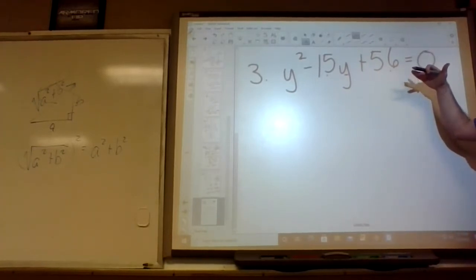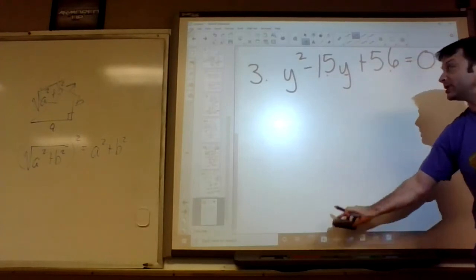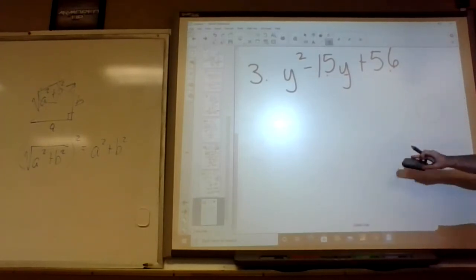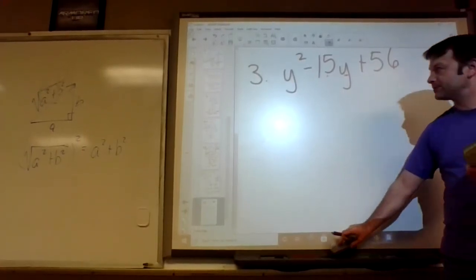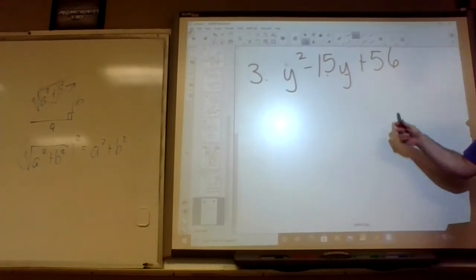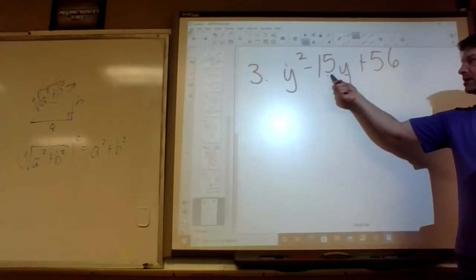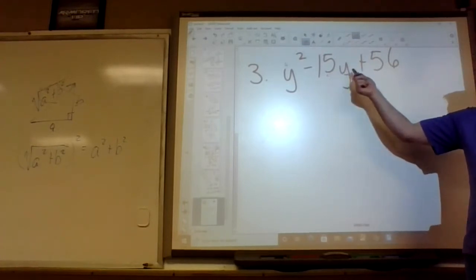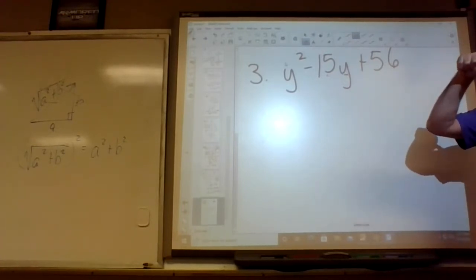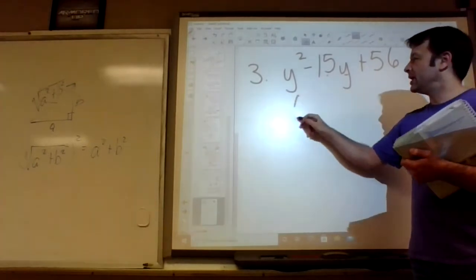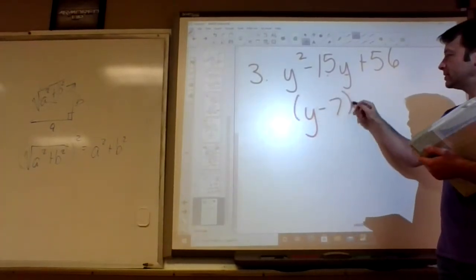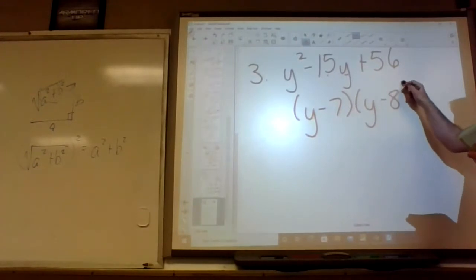But this is not an equation, we're just factoring. What multiplies into 56 and adds up to negative 15? Negative 7 and negative 8. They multiply to 56 and add up to negative 15.